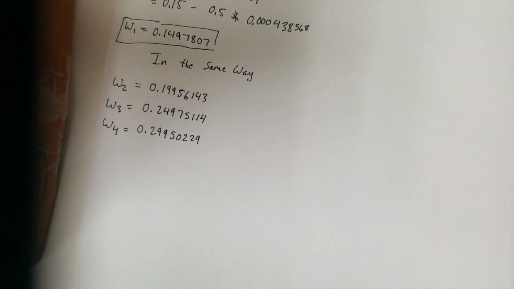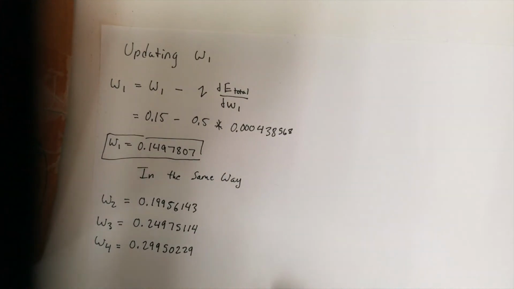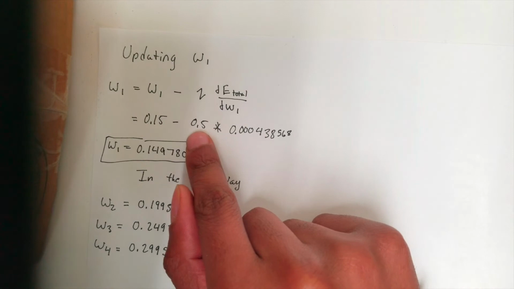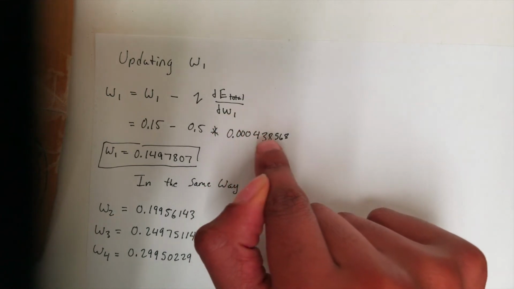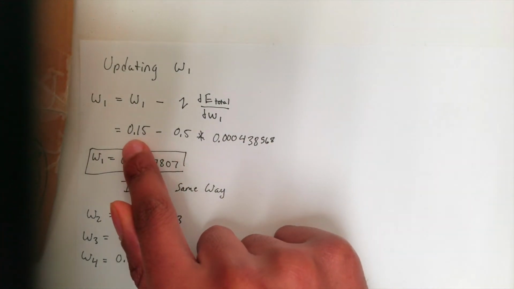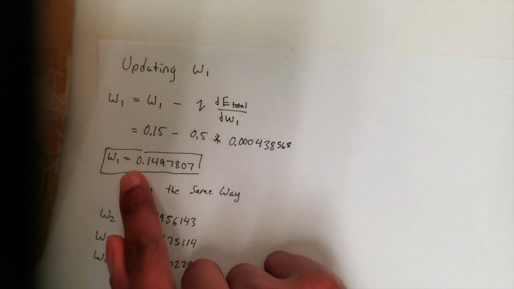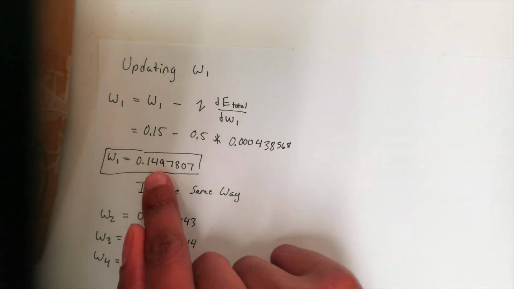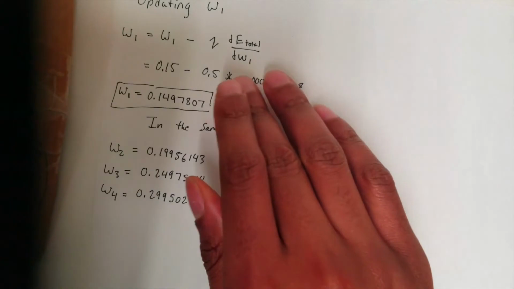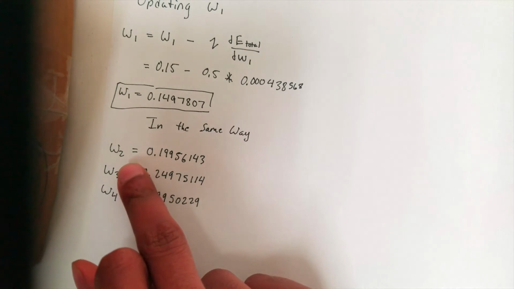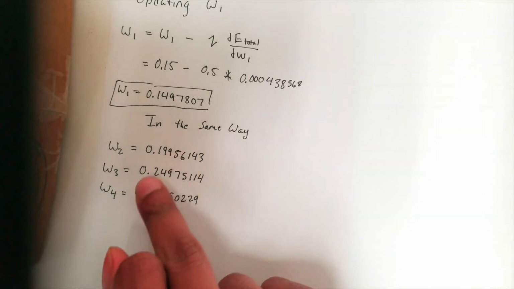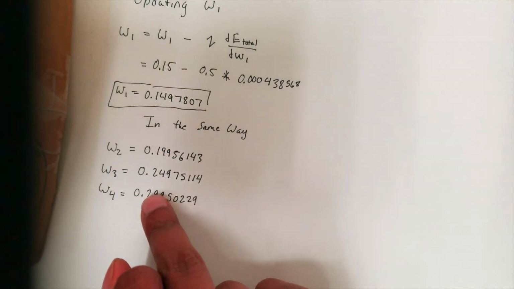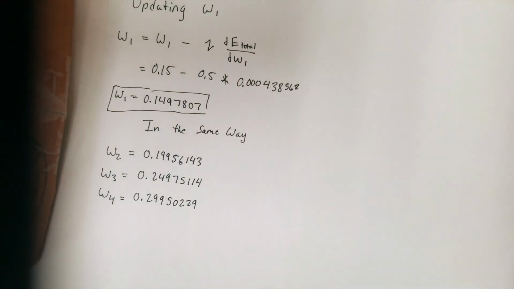If we want to update weight 1, we have the learning rate, which is 0.5. We have that number that we just got, which is the contribution of weight 1 to the total error, and that is subtracted from the original weight 1, which is 0.15. We get the newly updated weight 1, which is equal to 0.1497807. And in that same way, we could get the contribution of the error of weight 2, 3, and 4, and then update those weights. So these are the correct updated weights. If you want to do it yourself and check your values, these are the numbers to do it with.